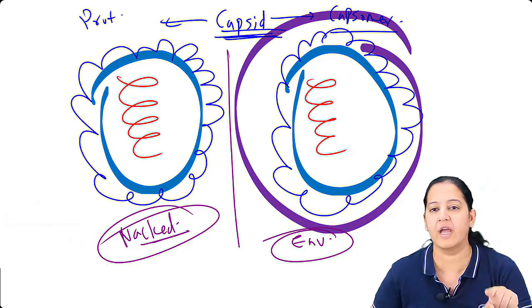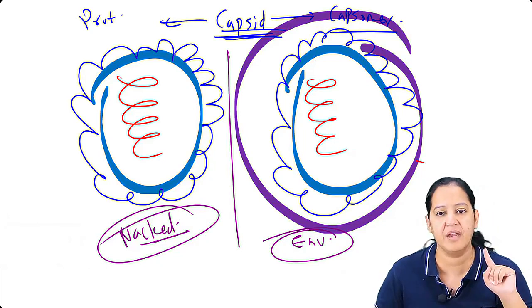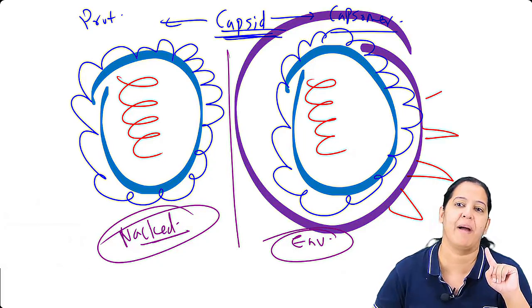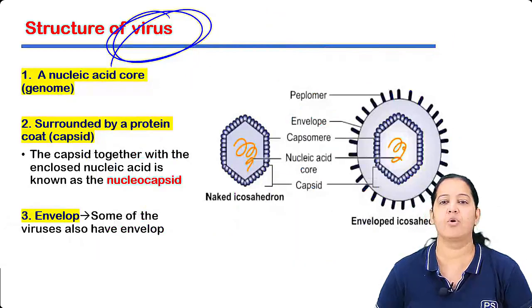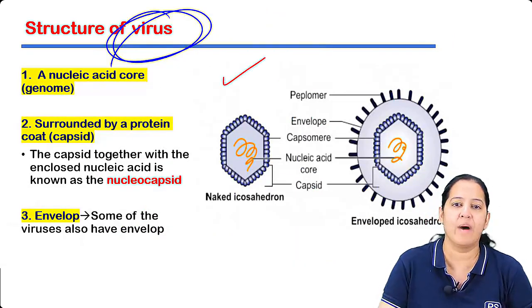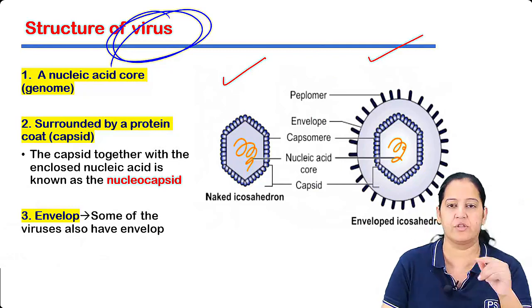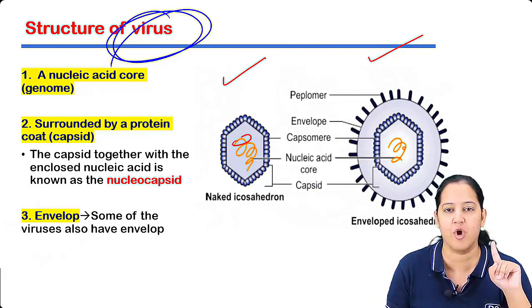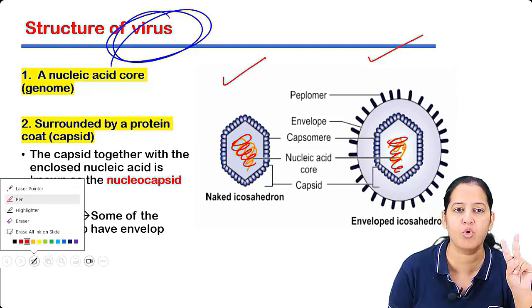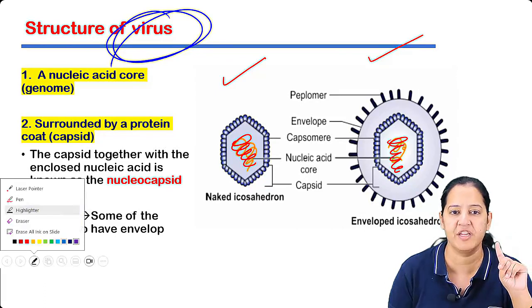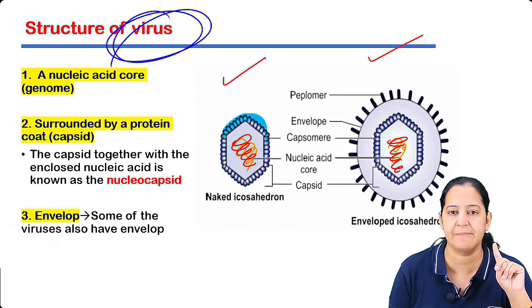And the fourth thing: on the envelope, sometimes there are spiky projections, again not compulsory. It is known as papilloma. So have a look at the diagram. Can you see the two viruses? Both viruses have one thing in common, nucleic acid. Both have one more thing in common, capsid. Can you appreciate the capsid in both of them? This is capsid made up of capsomers.